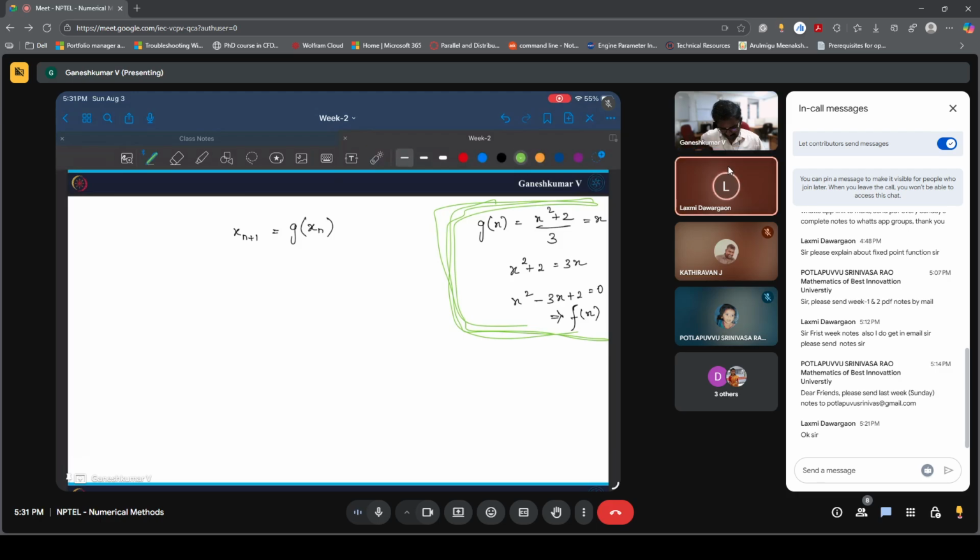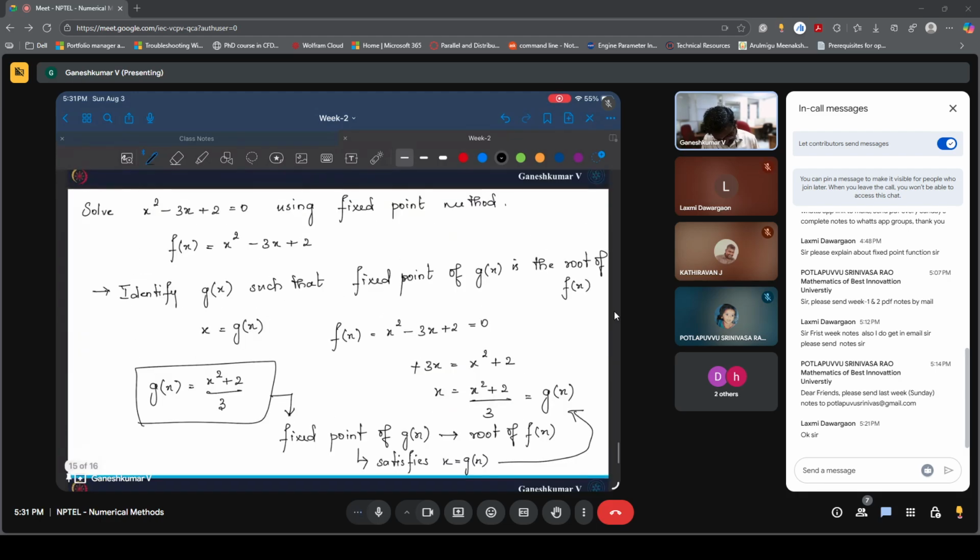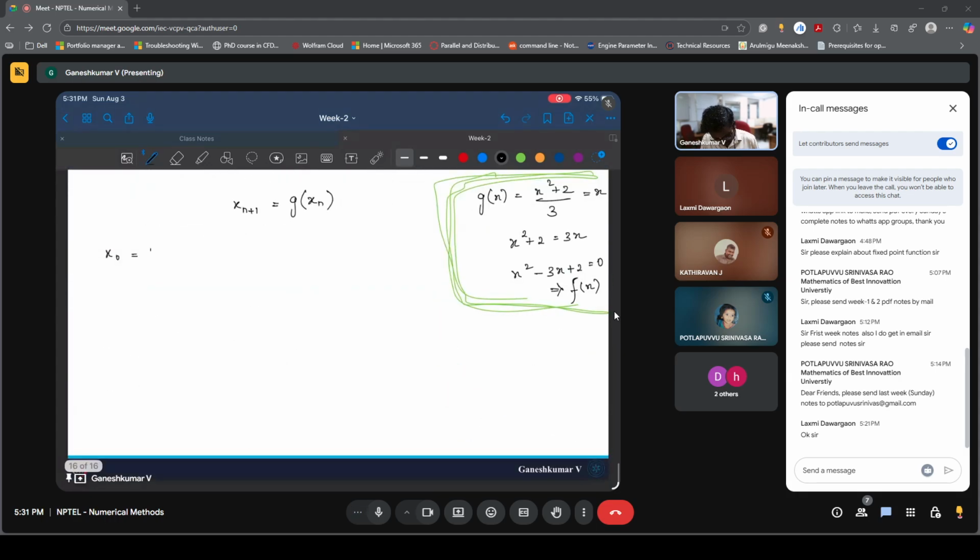Okay, for example, sir. Let me solve this so you will get an idea. So this is your g of x. Let's say your initial x naught, what should I take as x naught? Let's say I take it as 1.5. So my x1 will be g of x naught, which is nothing but 1.5 square plus 2 divided by 3. So how much does this come out to be? This is 1.4167. This is my x1.